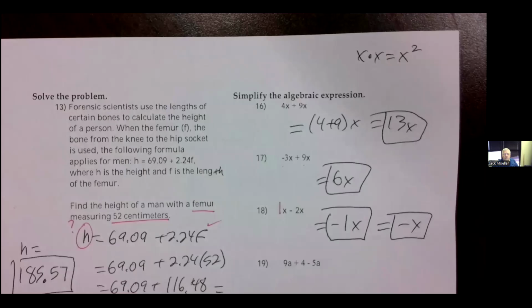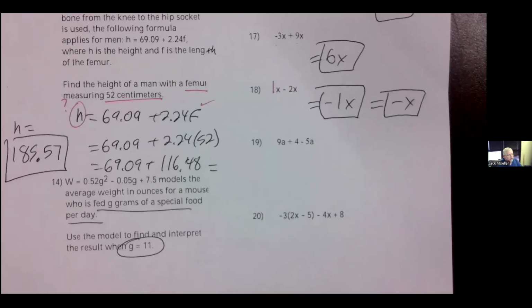So up to this point, we've been combining like terms. Now let's see what happens when we get a little bit more involved. So now we have 9a plus 4 minus 5a. The question is, what are the like terms? Well, only the terms that have a. So we can only add the a's with the a's, and that 4 is a constant, and there's no other constant, so we're done with the 4.